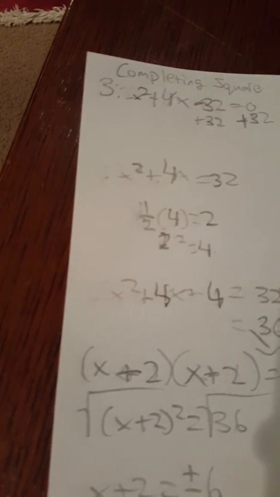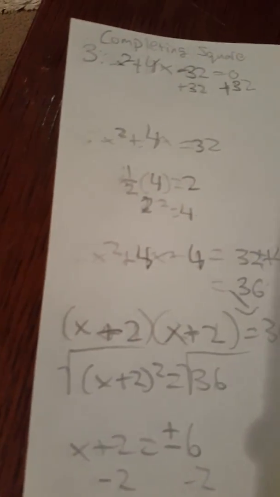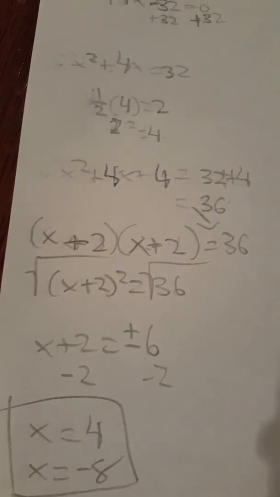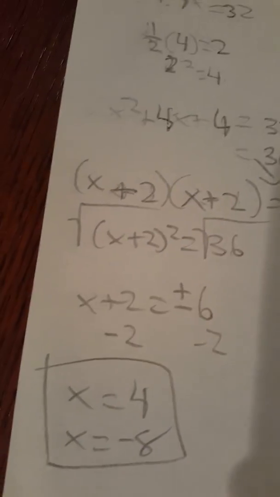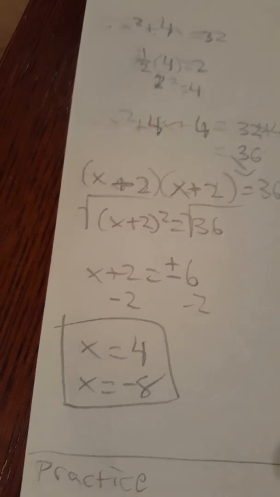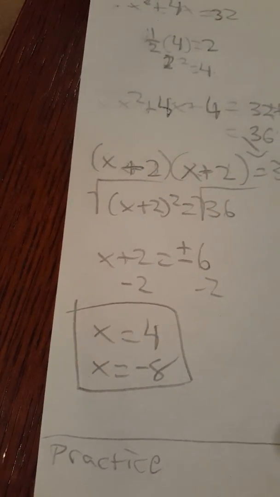Then I factored and got x plus 2 squared equals 36, and I square rooted that to get x plus 2 equals plus or minus 6 from the square root. So I got x equals 4 and x equals negative 8.